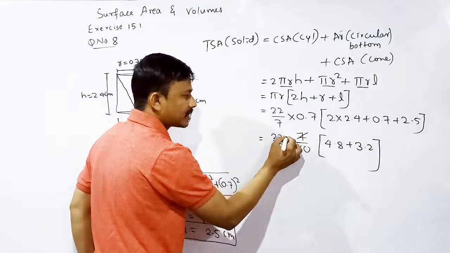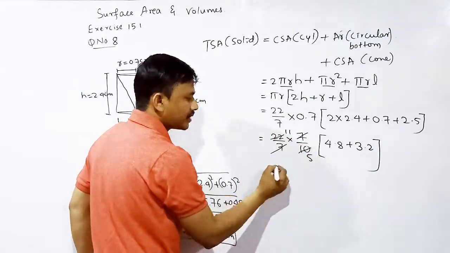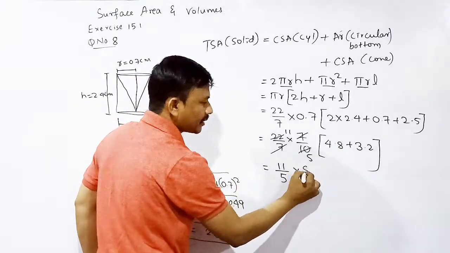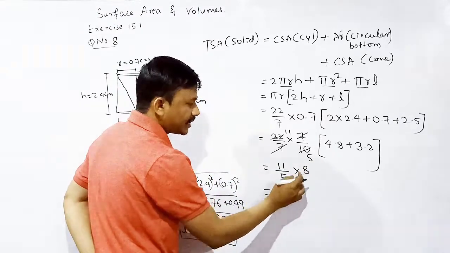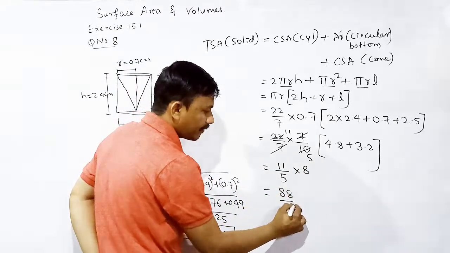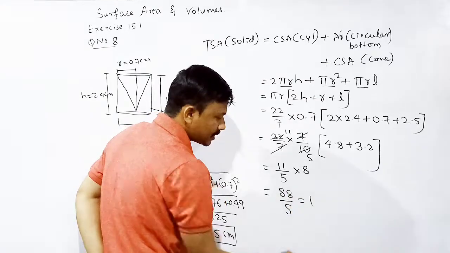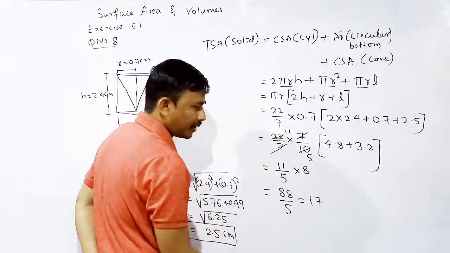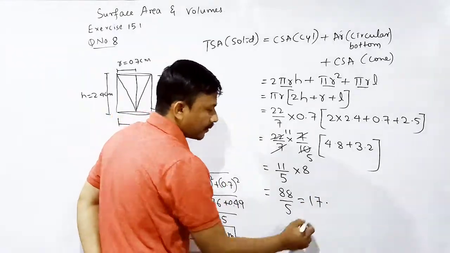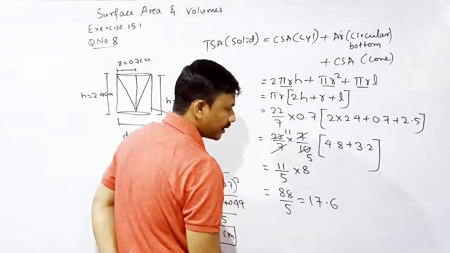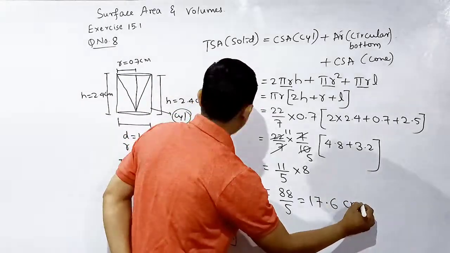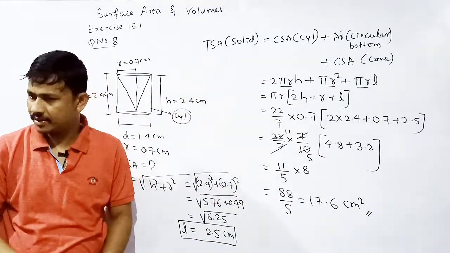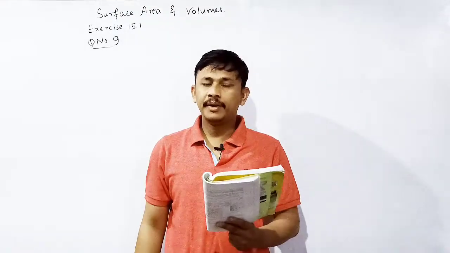7 7 cancel. 2 11s are 22, 2 5s are 10. This is equal to 11 divided by 5 into 8. Correct? Then 11 8s are 88 divided by 5. Okay? Then 5 1s are 5, 5 7s are 35, then 5 6s are 30. 17.6 centimeter square is the total surface area of the solid. Understood? Check the answer. Question number 9, very important question.